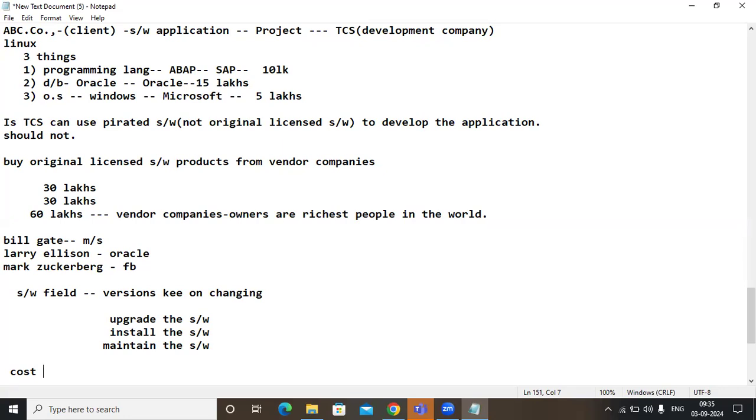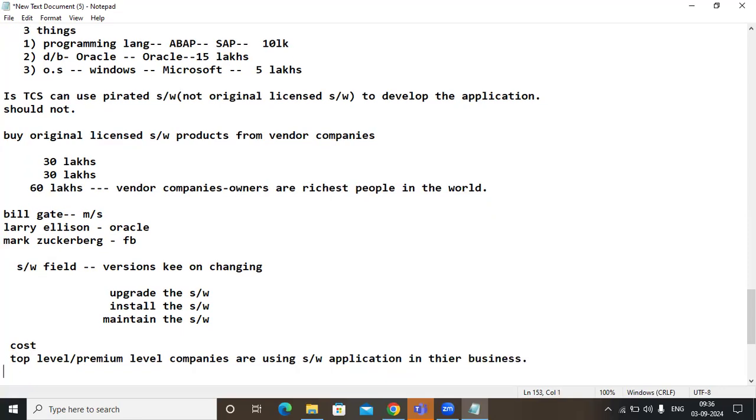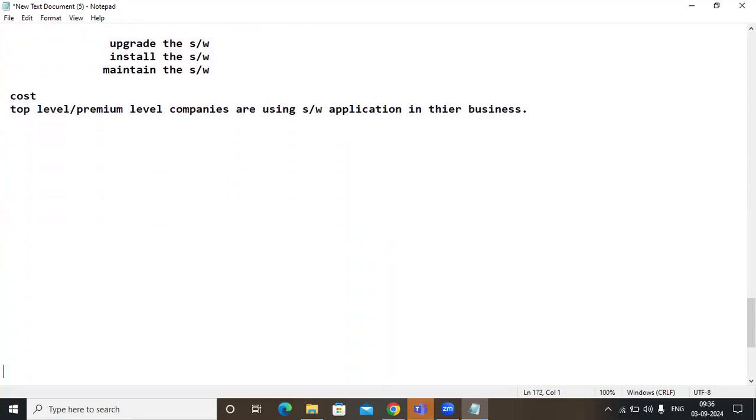Because of the maintenance cost, because of these problems, only top level companies, or I can say premium level companies, are using software applications in their business. Do you understand what I'm speaking here? Top level or premium level companies are using software applications in their business, but not small companies or medium level companies.